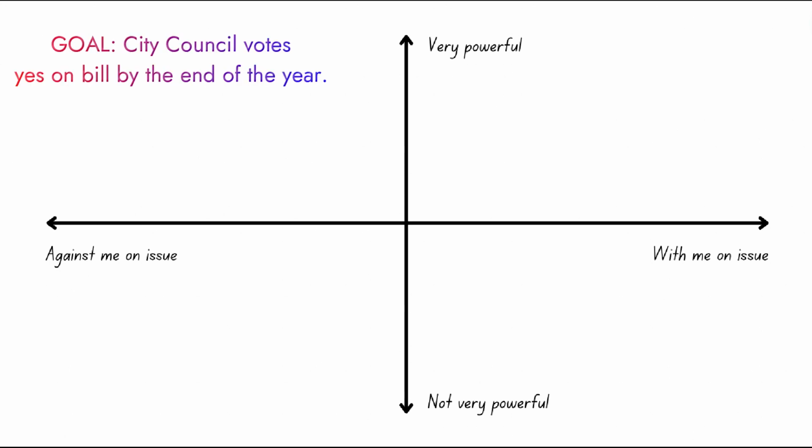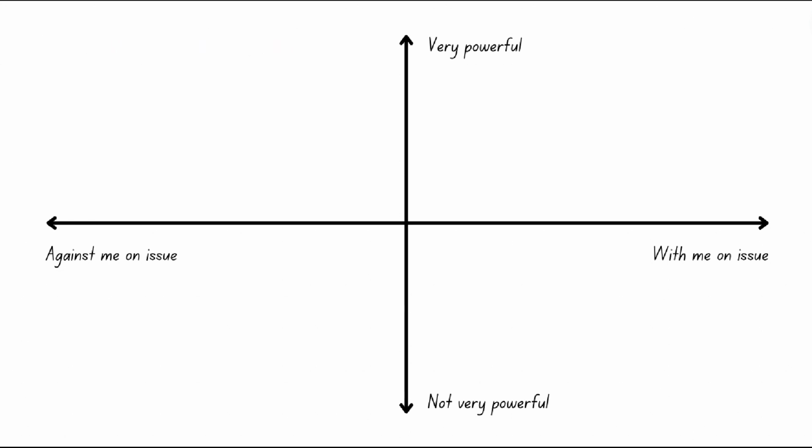And on the y-axis, this graph has very powerful on one end and not very powerful on the other end. So let's say I want my city council to pass a bill, and my city council has 7 members. So it's not an individual, it is a group of people. Let's say I know that council members 1 and 2 will definitely vote yes, so they're going on the agree with me end of the graph. Council members 3, 4, and 5, I'm pretty sure will vote no, so they're going on the other side against me on the issue.